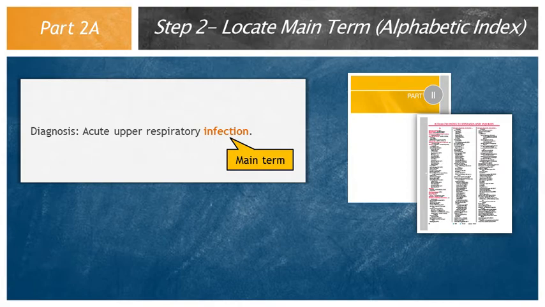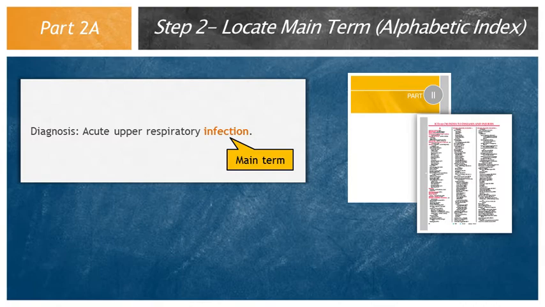Step 2 is to look up the main term in the alphabetic index of diseases and injuries, which we will refer to as the alphabetic index. It is Part 2 of the ICD-10-CM Coding Reference Manual. As a reminder, Part 1 of the ICD-10-CM Coding Reference Manual contains an overview of the coding conventions, symbols, and abbreviations, and the coding guidelines.